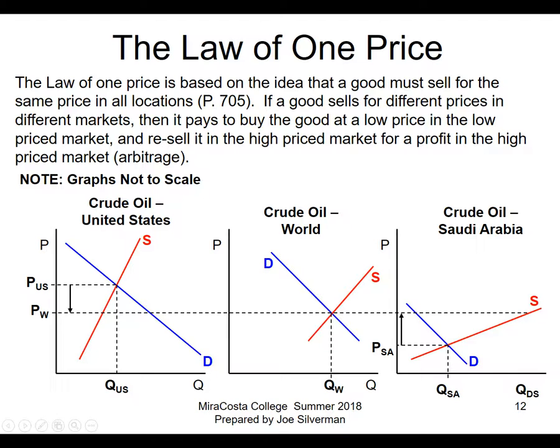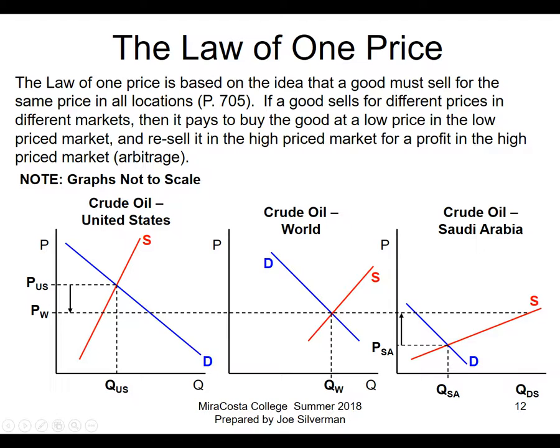Imagine that you're used to paying PUS, and now all of a sudden you have the opportunity to buy oil from Saudi Arabia because the two countries are trading with each other at a price way down here of PSA. So then the question is, who would you rather buy your oil from? Somebody in your own country that's going to charge you PUS, or the nice people in Saudi Arabia who are only going to charge you PSA? And the answer is you'll buy oil at the cheaper price from people in Saudi Arabia.